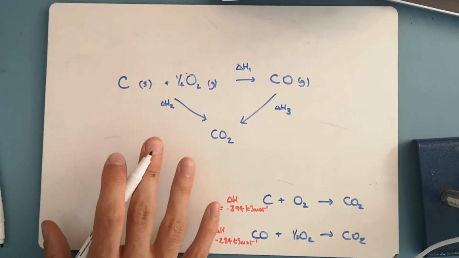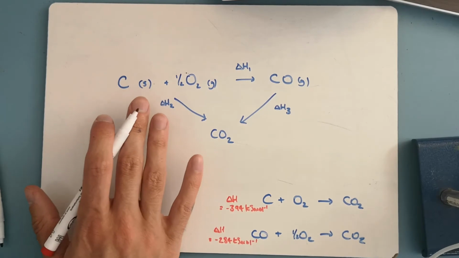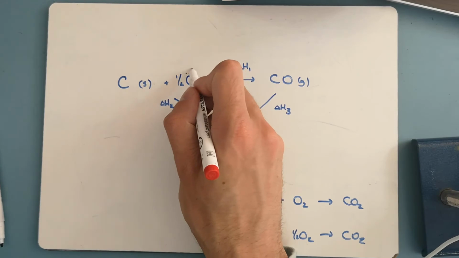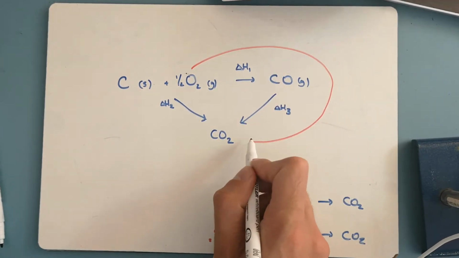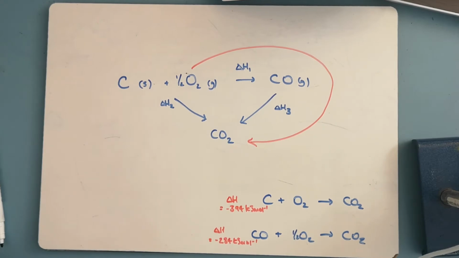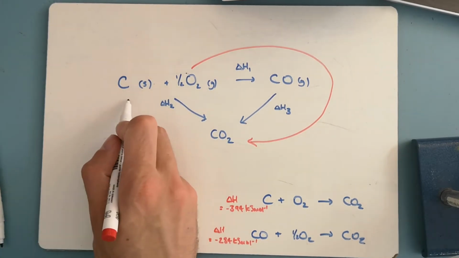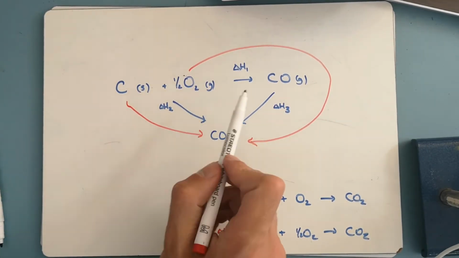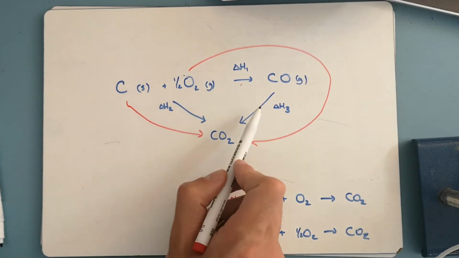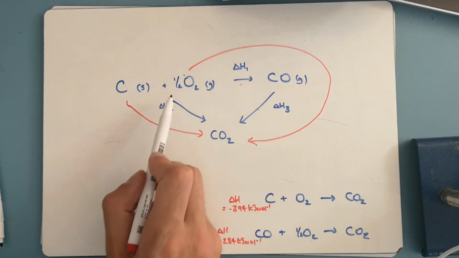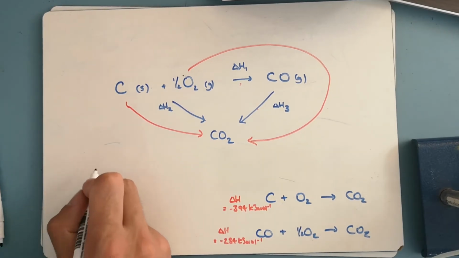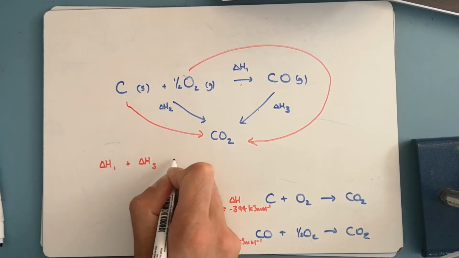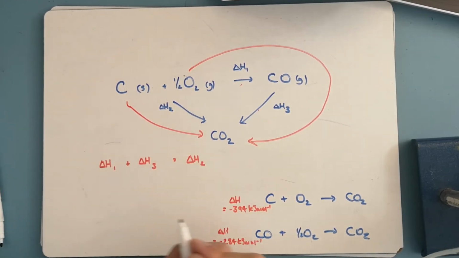So we've got two routes here that start with the same reactants. The products in this case are CO2. The first route is to go via carbon monoxide first, and then to carbon dioxide. The second route, more direct, is just to go straight to carbon dioxide. And what I've done to identify these two routes is looked at the direction of the arrows. Now these two arrows are going clockwise, so going in the same direction, this one anti-clockwise. And in this case, delta H1 plus delta H3 equals delta H2.